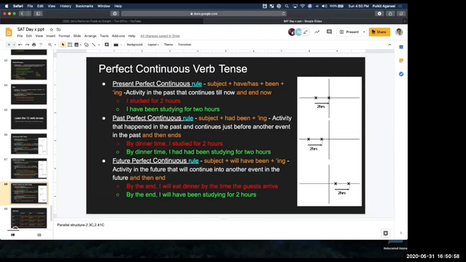Did that make sense? Did you write this down? All right. Thank you. Looks like you guys all got it down. Perfect. Thank you so much.